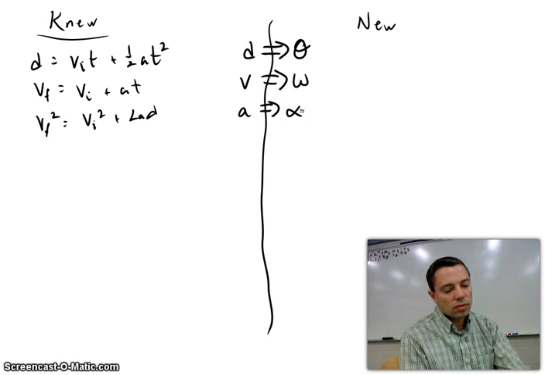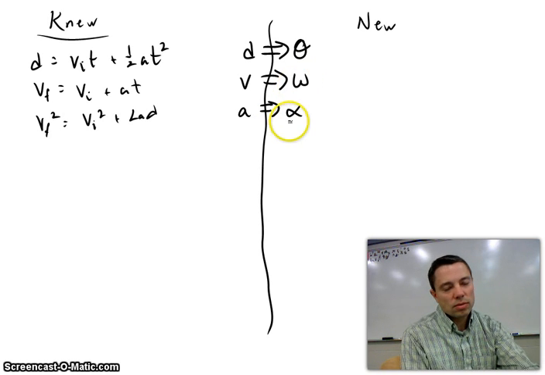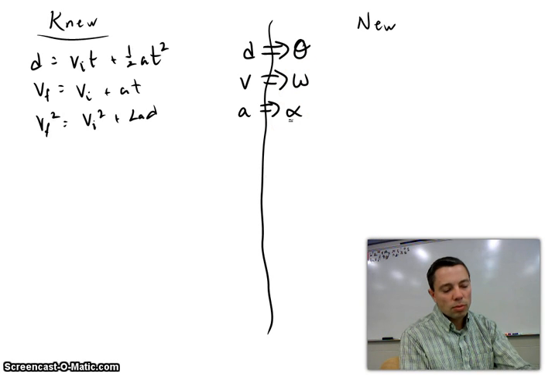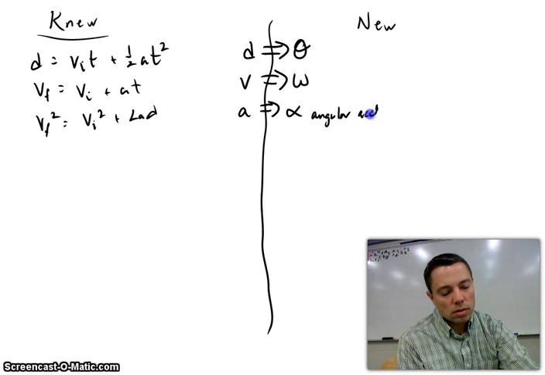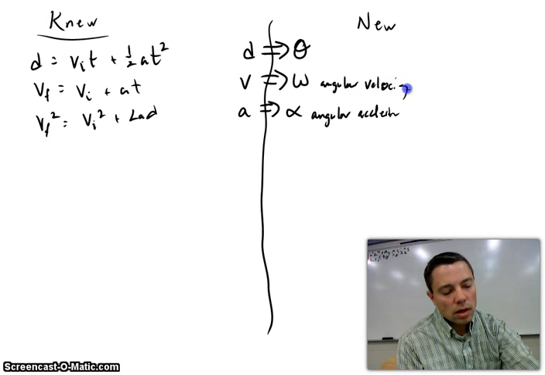Now, a lot of you call this one W, and some people call this one the fish one, but remember, this is angular acceleration, angular velocity, and angular displacement.